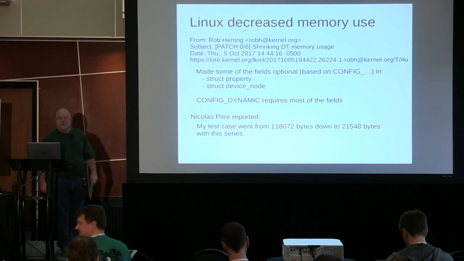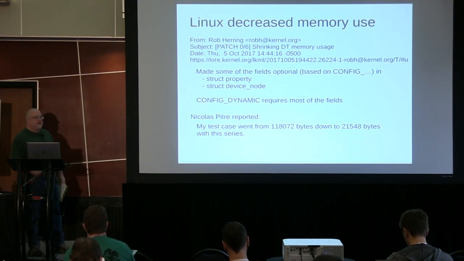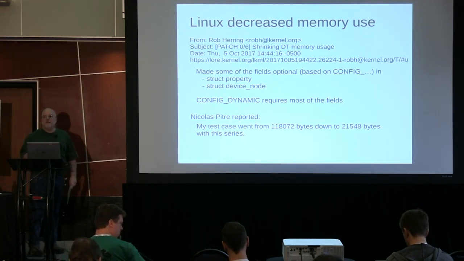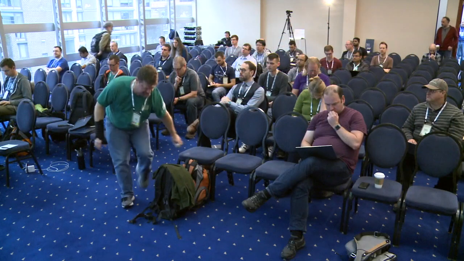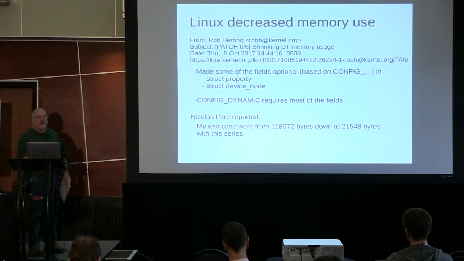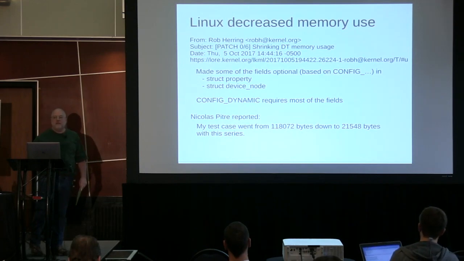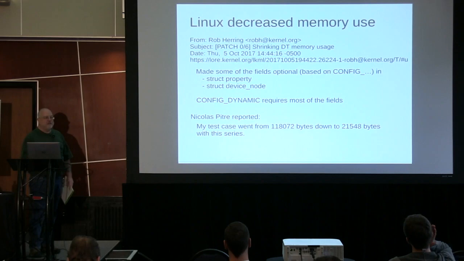So I'll start with some work that Rob did. This is just a reference of where to find some of his patches. He's focusing on reducing the size of the device tree data structures in the kernel, specifically property structures and node structures. One thing that's important to notice is that if CONFIG_DYNAMIC is selected, then the size reductions do not take place. If you're doing overlays, CONFIG_DYNAMIC is selected. So overlays do not gain the benefit of these size reductions.